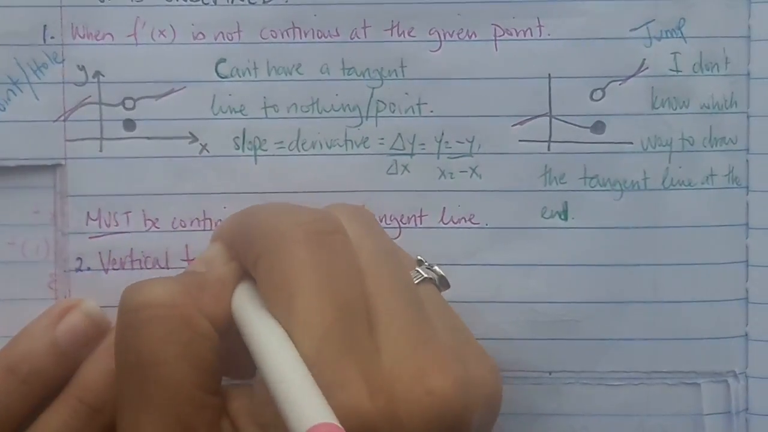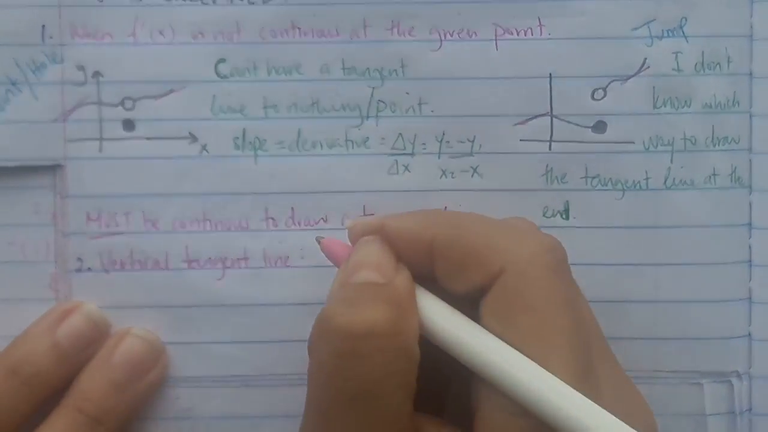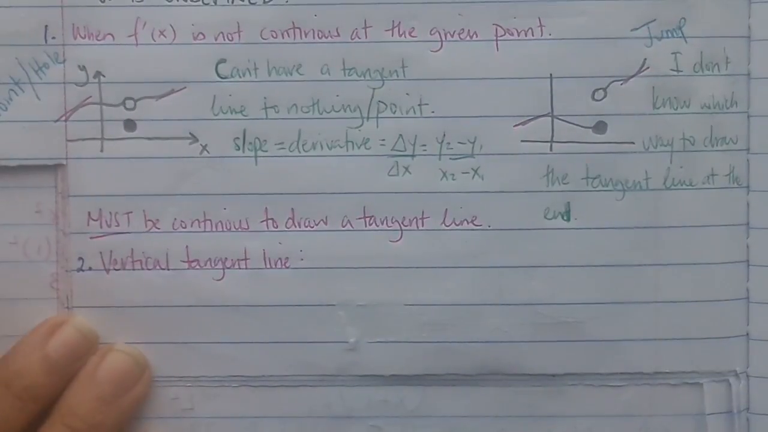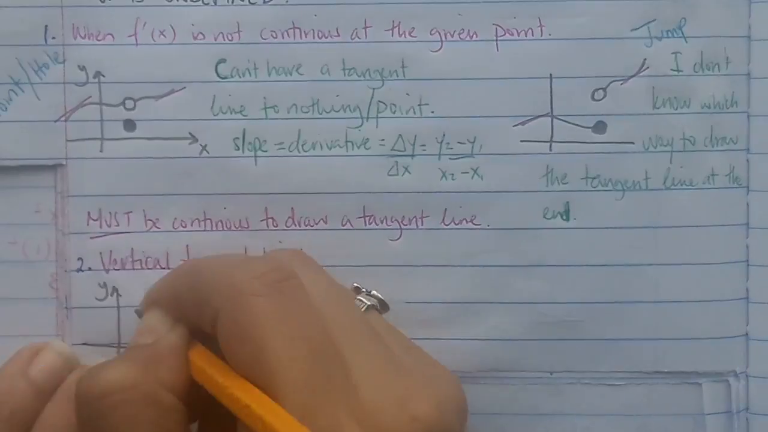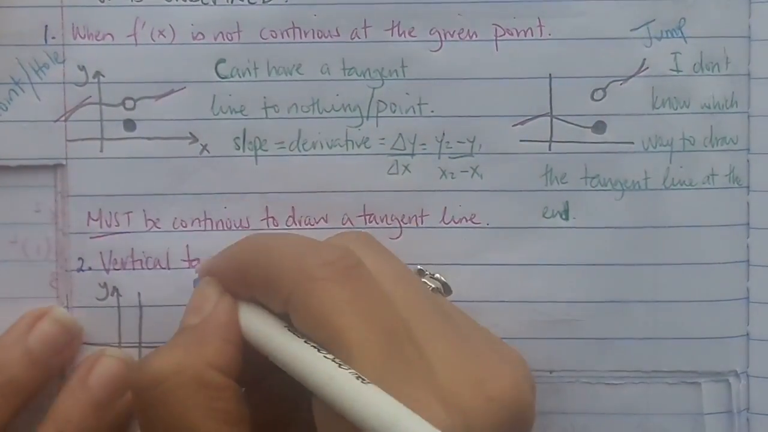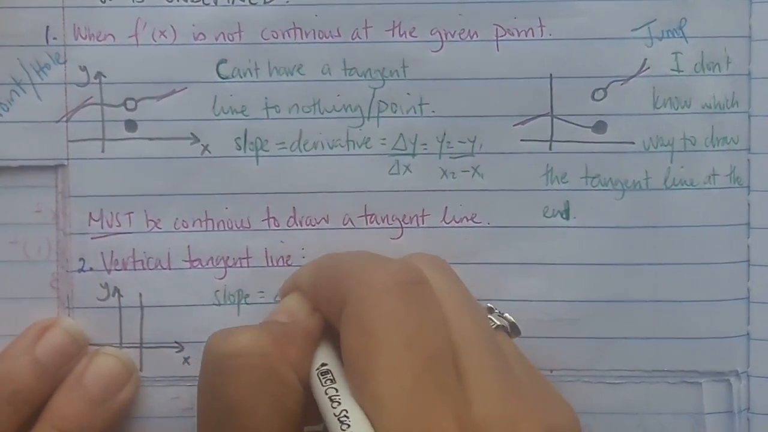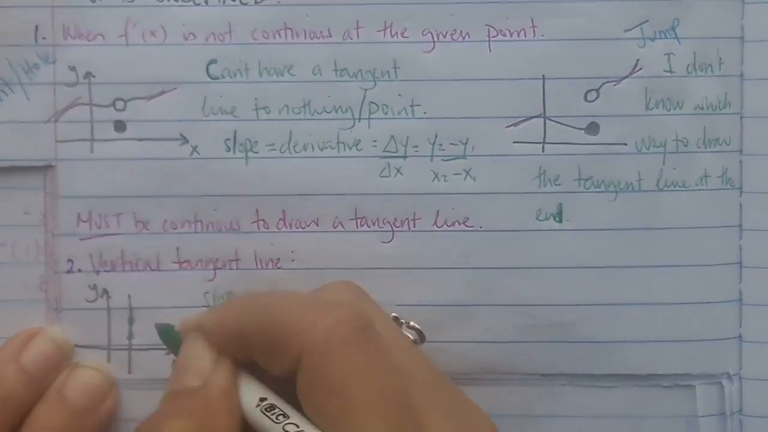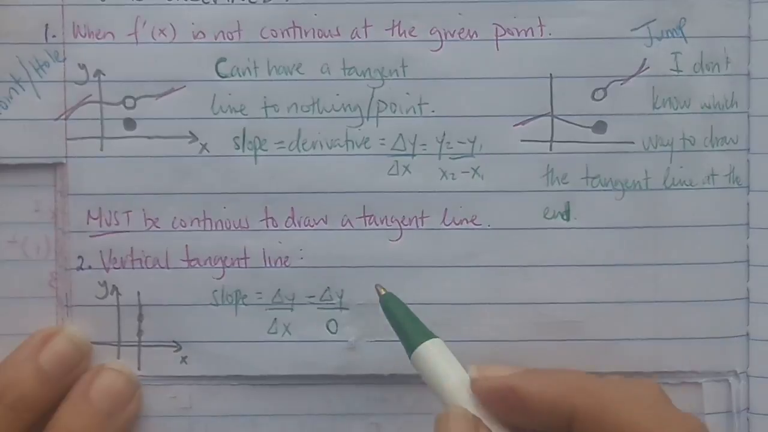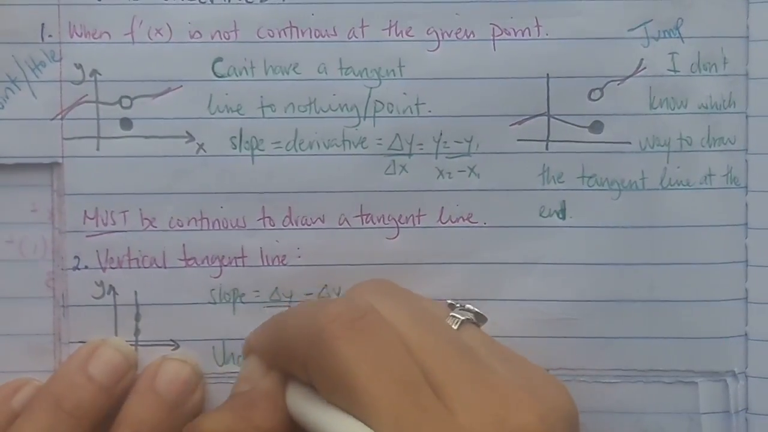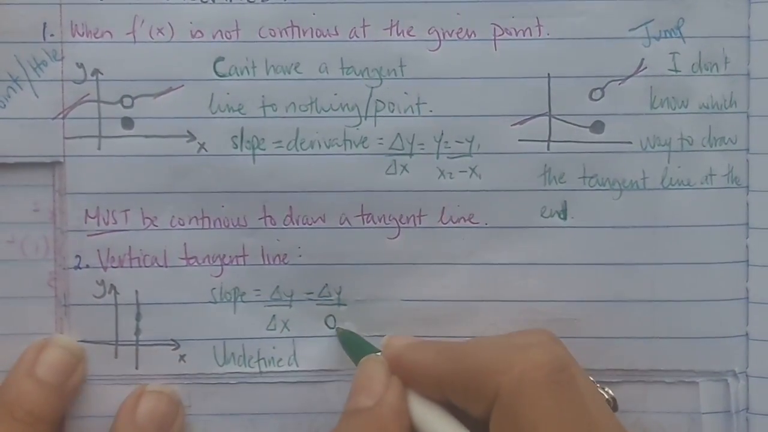Now let's take a look at another situation. Let's say we had a vertical tangent line. Alright, so I'm just going to go ahead and draw a vertical tangent line. And remember, slope is the change in y over the change in x, which means the change in y is whatever the change is, but the change in x is 0 because x is not changing. Well, what is anything divided by 0? It's undefined. So I have an undefined slope.